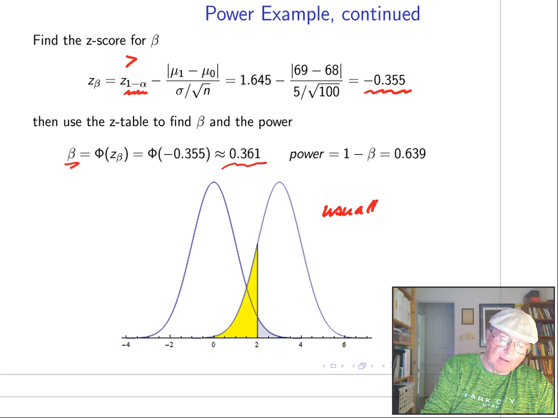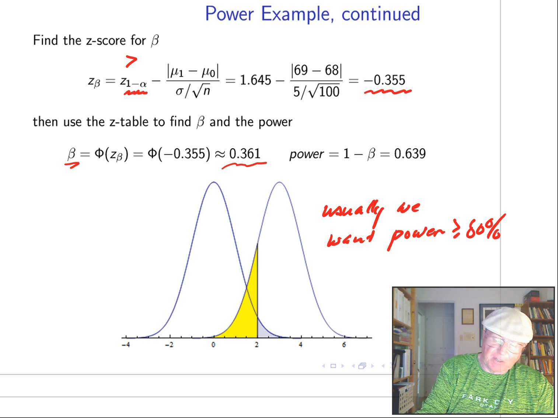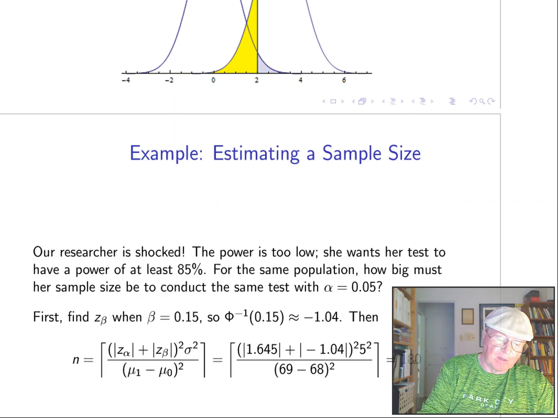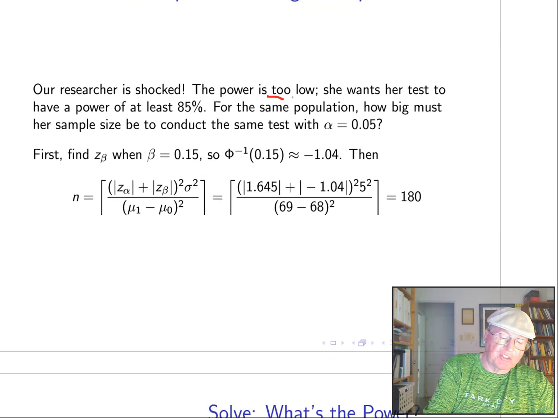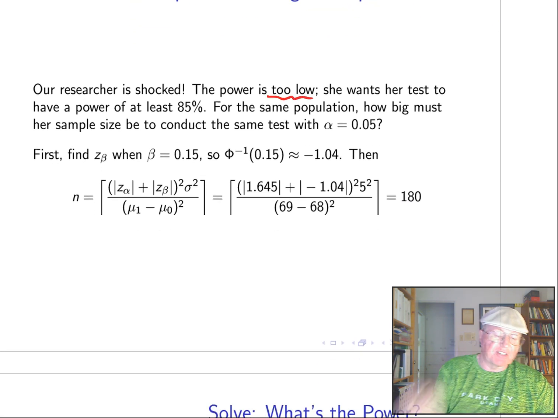Usually, we want power greater than or equal to 80%. So this may not be what's needed. The researcher is shocked. Power is too low. Yes, too low. She wants her test to have a power of at least 85%.